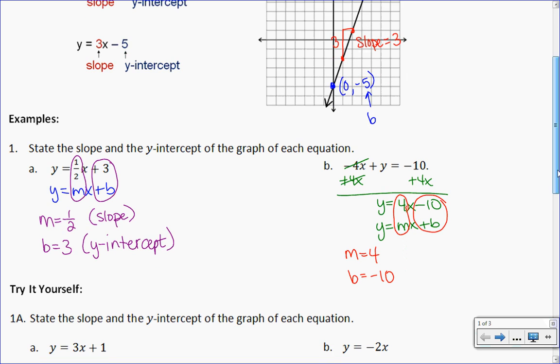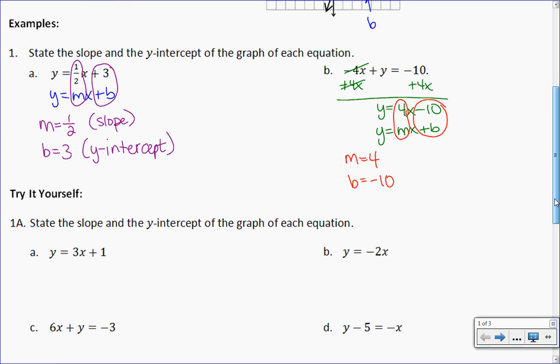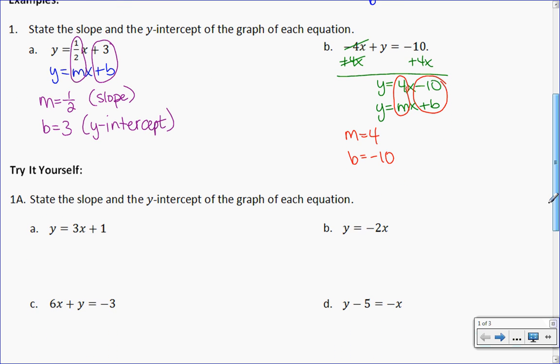Okay, so for the try it yourself problems, you're going to do the same thing. Make sure it's in the form y equals mx plus b first, and then you can identify the slope m and the y-intercept b. So go ahead and pause the video, work through those 4 try it yourself problems, and when you're ready to check your answers, press play.